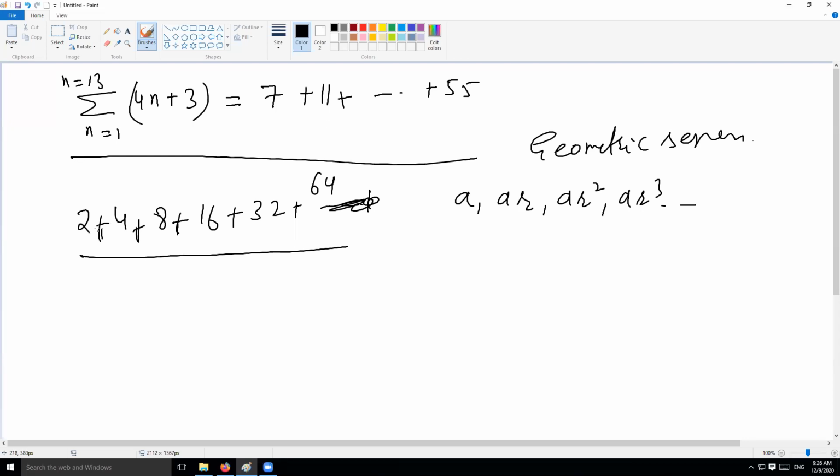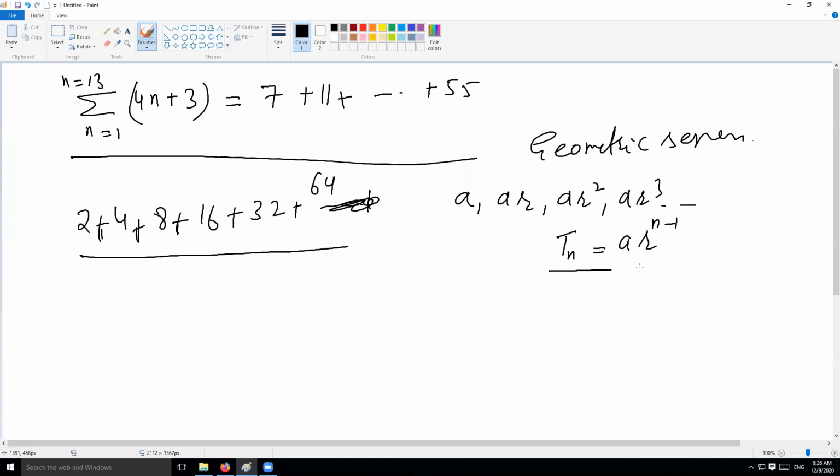So 2 is multiplied with 2, so you get 4, and then 4 multiplied with 2 you get 8, and 8 multiplied with 2 you get 16, and so on and so forth. So what would be the nth term of this sequence? Can you guess? The first term is A, the second term is AR, the third term is AR square, and the fourth term is AR cube. So the nth term should be AR, and what power? N minus 1, one less than this.